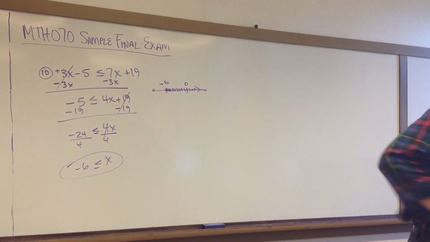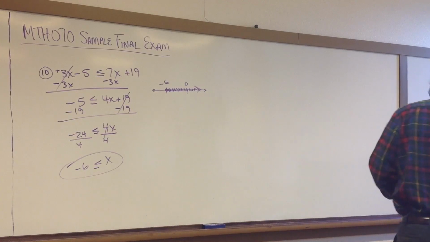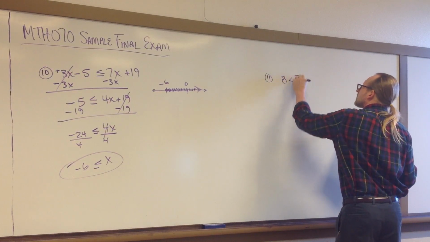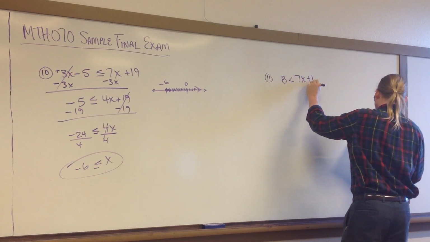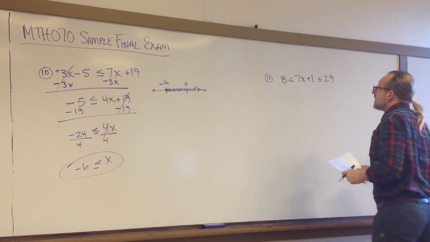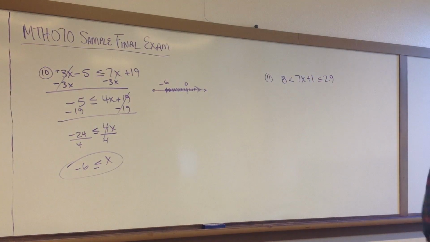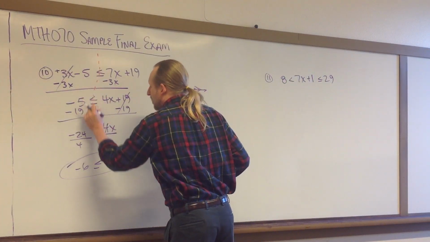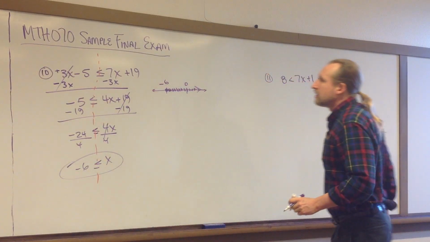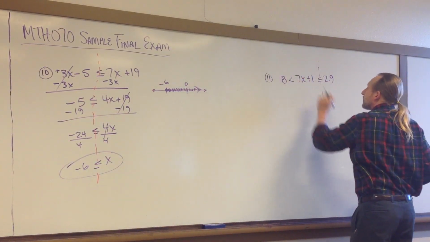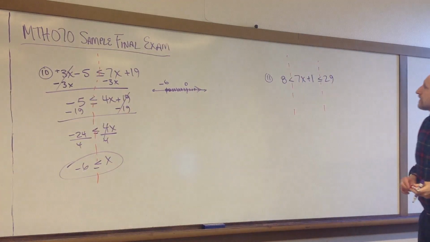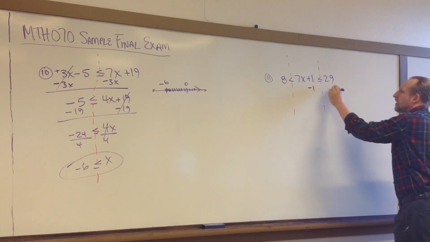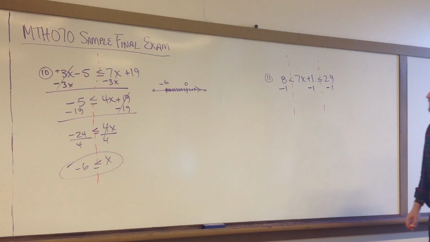So, problem 11 is what they call a compound inequality. 8 less than 7x plus 1 less than or equal to 29. And it's called a compound inequality because instead of there just being two sides, like in a normal equation or inequality, now there's three different places, or three different sides, okay? And so, if I want to subtract this 1 to cancel that out, I've got to do it in three different places, okay?